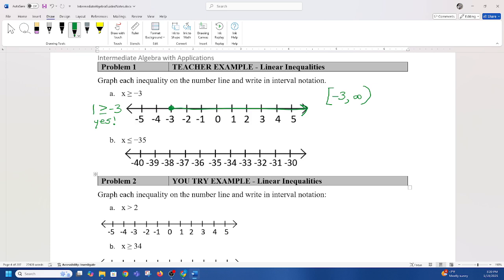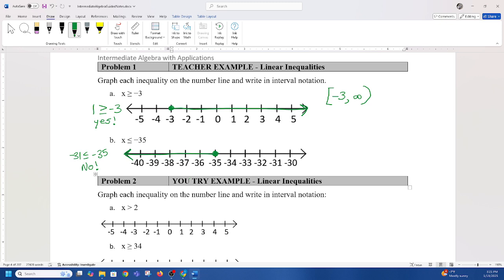Now in part B, x is less than or equal to -35. We have a less than or equal to sign there. We have that little dash, which means we're going to have a solid circle again. Now I'm going to pick a number at random and see if it is truly less than or equal to -35. I will choose -31. Is -31 less than or equal to -35? No. So I'm going to point my line in the opposite direction. Not going to include -31. I'm going to go towards negative infinity.